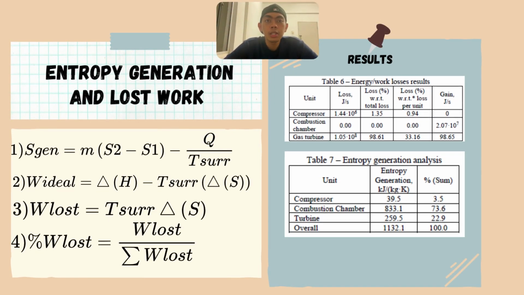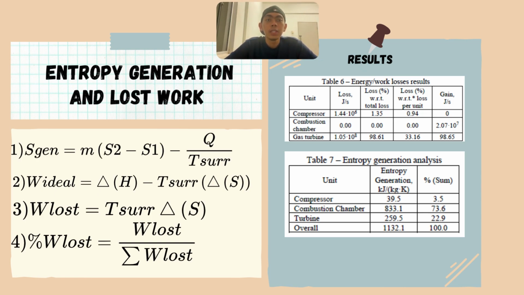The entropy across each unit was used to compute the overall entropy generation S10 using equation number 1. While both entropy and enthalpy across each unit were used for the estimation of the ideal work using equation number 2. The next formula we will calculate the loss work. The formula is T surrounding multiplied with change of enthalpy. And then the fourth formula is we calculate the efficiency of work loss.